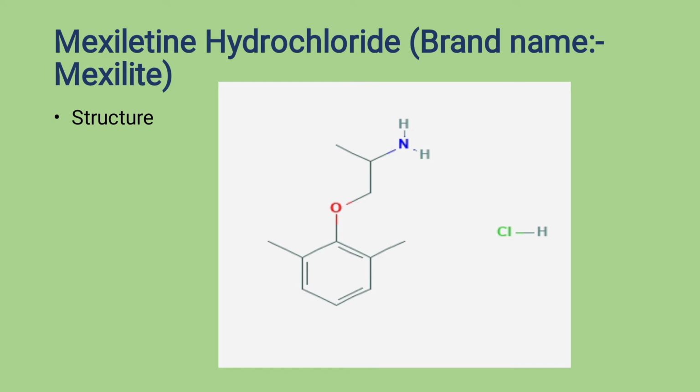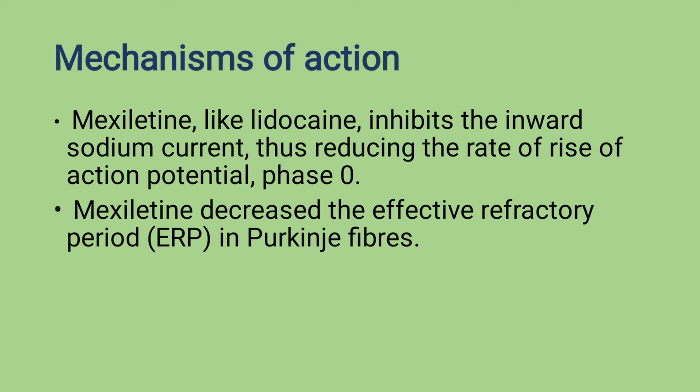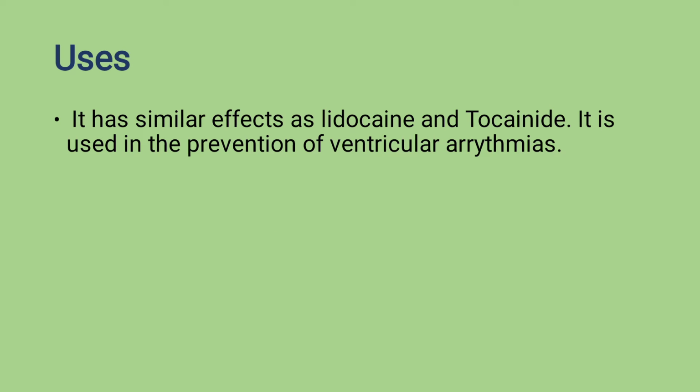Next drug is mexiletine hydrochloride, brand name Mexitil. Mechanism: mexiletine, like lidocaine, inhibits the inward sodium current, thus reducing the rate of rise of action potential phase 0. Mexiletine decreases the effective refractory period (ERP) in Purkinje fibers. Uses: it has similar effects as lidocaine and tocainide. It is used in the prevention of ventricular arrhythmias.